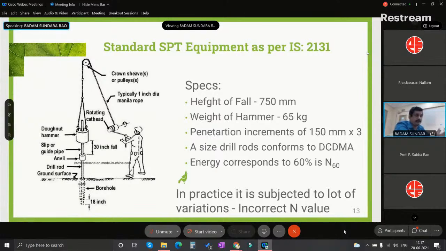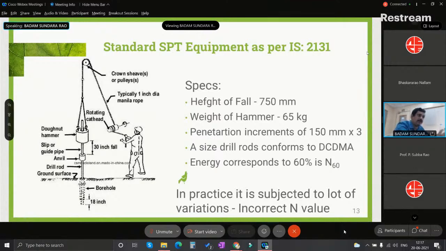Regarding the standard test conditions, we measure the penetration in 3 increments, that is, pushing for a penetration of 150 mm in 3 equal increments. For the first 150 mm, we discard it, treating it as a seating blow. The second and third 150 mm penetrations are considered the N value. If there is any difference, the corresponding penetration and the differential N value will be referred to in the report.